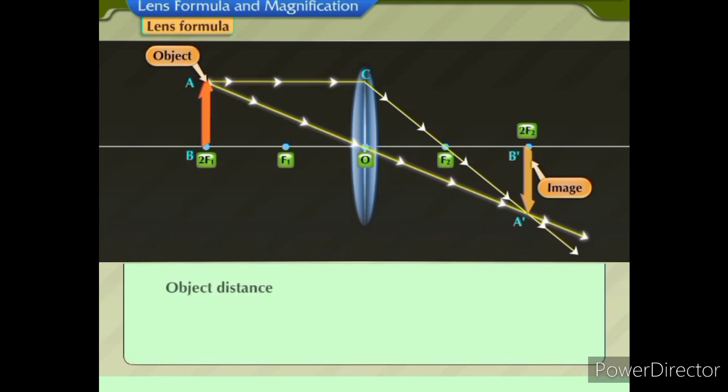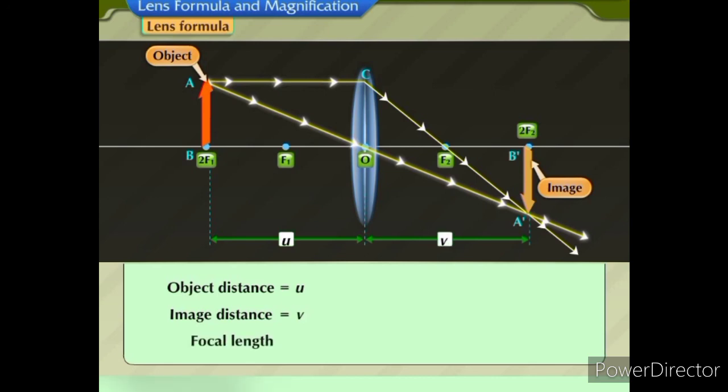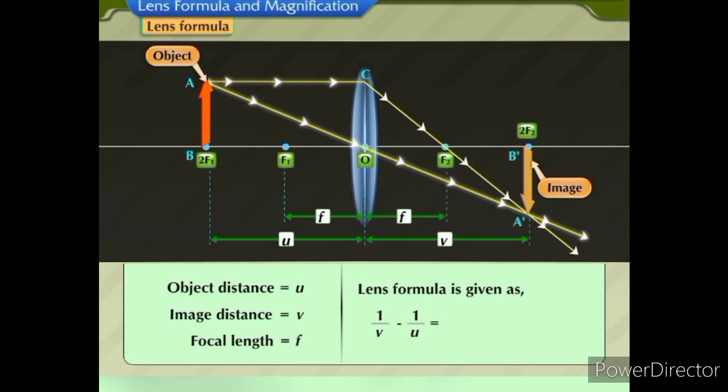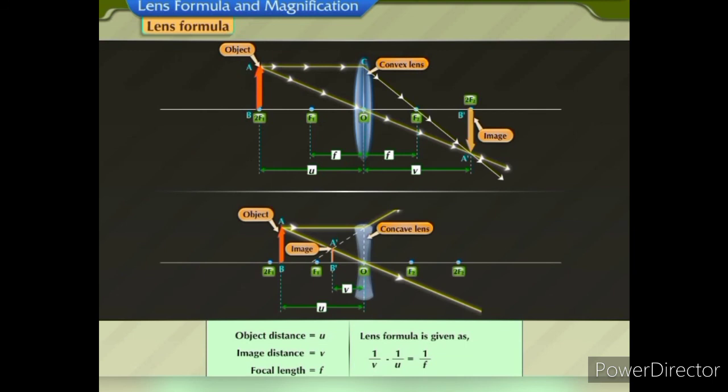Lens formula and magnification. Lens formula. The lens formula gives the relationship between object distance U, image distance V, and the focal length F. Here, distances are measured from the optical center using proper sign conventions. The lens formula is given as 1/V - 1/U = 1/F. The lens formula is general and is valid in all situations for any spherical lens.